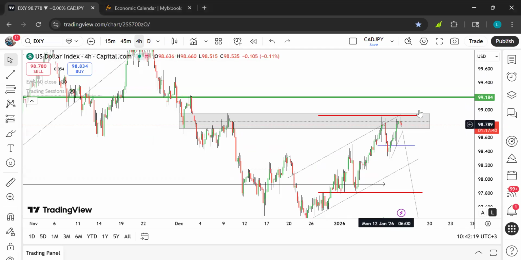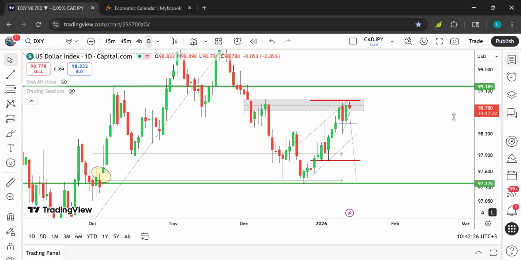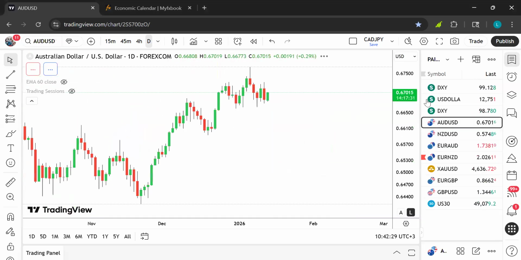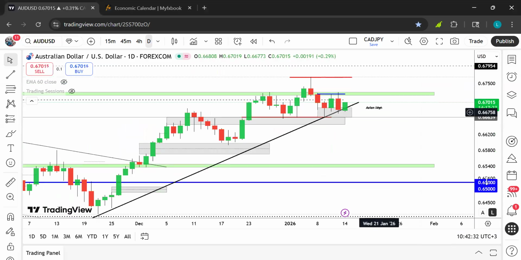Unless the market decides to break above the weekly resistance, then that will have invalidated all our trades, or the next bullish moves on the major pairs. Because on most of these major pairs, I'm looking forward to seeing heavy bullish moves. You can see yesterday we had that major sell-off happening.